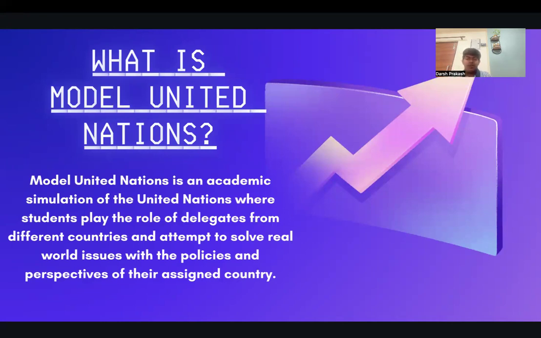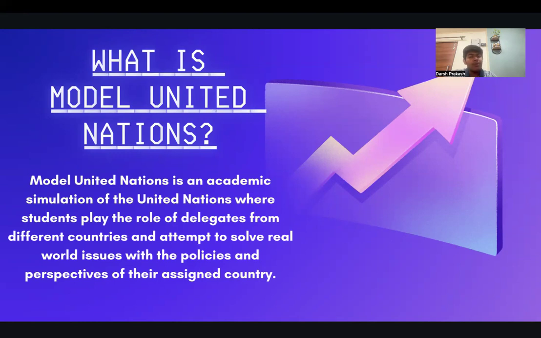This is a question that would be popping in your mind that okay, what is an MUN, why do so many people talk about MUNs these days? So basically MUN is an academic simulation. Please don't get worried hearing academic, you don't have to study here, you have to have fun too. So it's an academic simulation in which you play the role of a delegate.